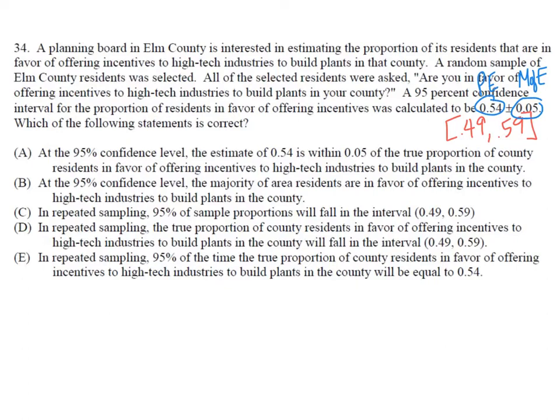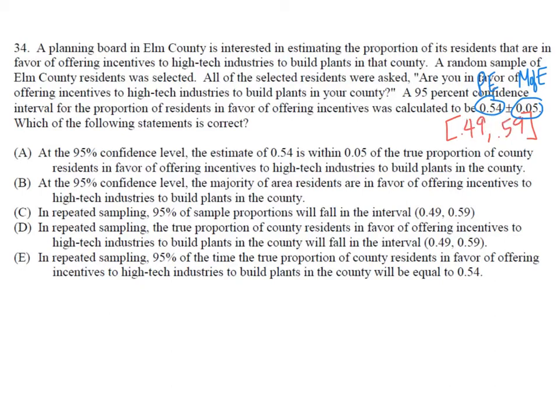With something like this, before I read any of the choices, I think about what a confidence interval is telling me. The meaning of a confidence interval is, I am 95% confident that the interval from 0.49 to 0.59 captures the proportion of all residents. The whole point of confidence intervals is inference: I took a sample and I'm trying to make a guess about the population. So I'm saying, based on my sample, I'm 95% confident that if I could ask everybody, that proportion of all would land in here.